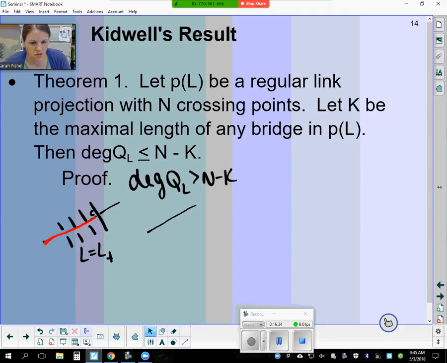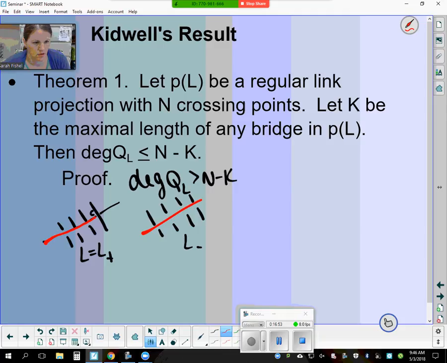So now our bridge would look like this. This crossing is changing here. That would be our L minus. And for our L naught, our bridge would do this. So that crossing now bends up here. And for our L infinity, we do the same thing, but bend the other way.